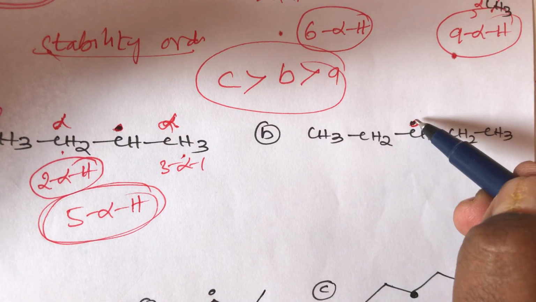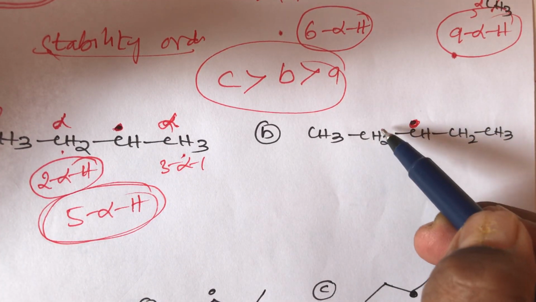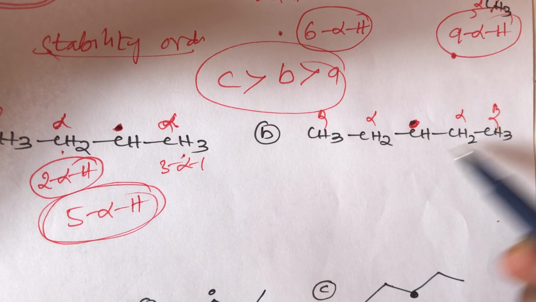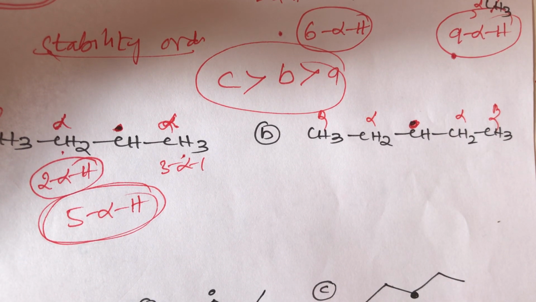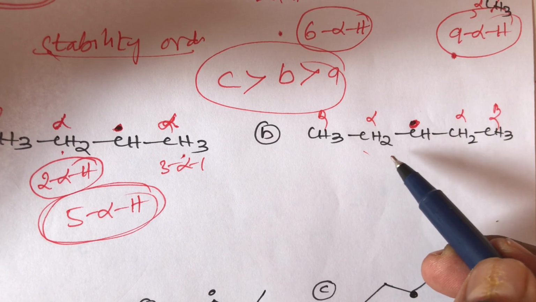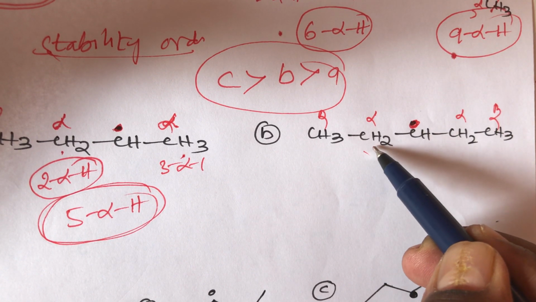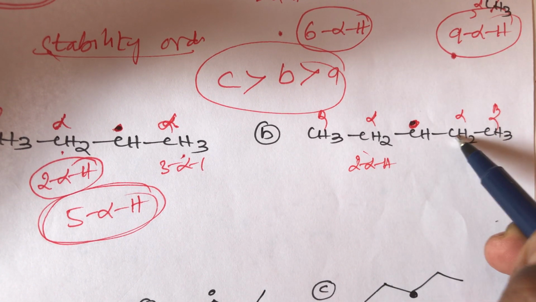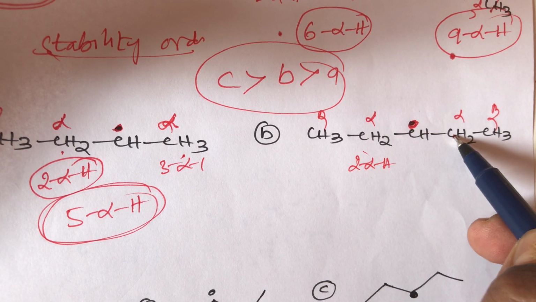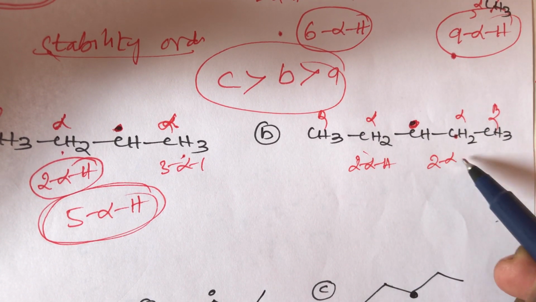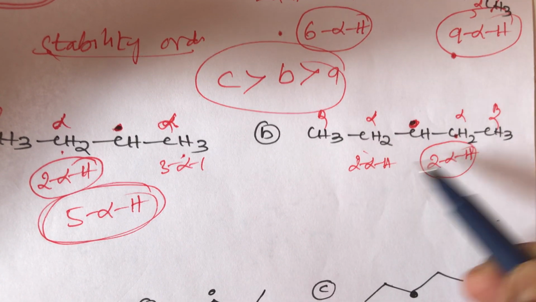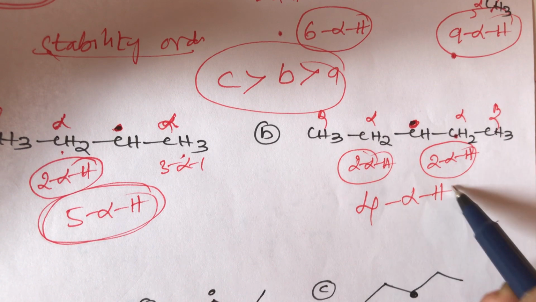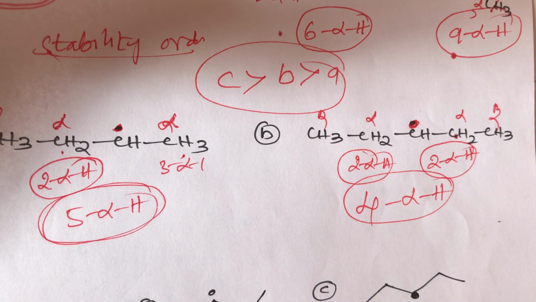And what about the second compound? It is also a secondary free radical. On the left side alpha and beta, and on the right side also alpha and beta. We consider only the alpha carbons, which contain the alpha hydrogens. This alpha carbon contains only 2 alpha hydrogens, and the right-side alpha carbon also has only 2 alpha hydrogens. So in the second compound, only 4 alpha hydrogens are present.